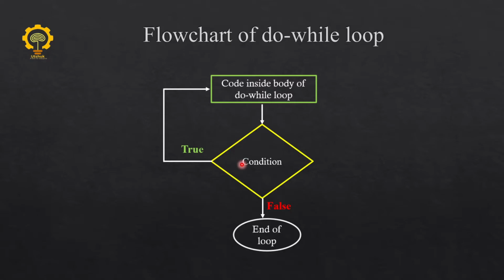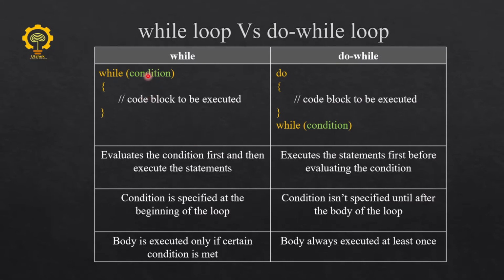Let's see what exactly the difference between the while and the do while loop is. So here are the differences. In the syntax of while loop, we check the condition at first, but in the case of do while loop, we execute the code at least once, then only the condition is checked. The while loop evaluates the condition first and then executes the statements. Here it executes the statement first before evaluating the condition. In the while loop, the condition is specified at the beginning of the loop. At first we check the condition, but in the do while loop, the condition is not specified until after the body of the loop. So the condition is at the bottom.